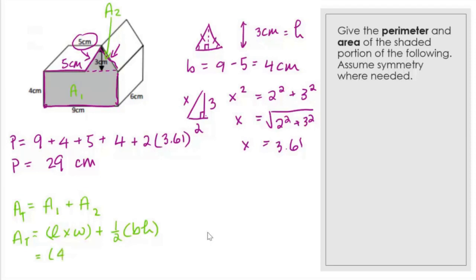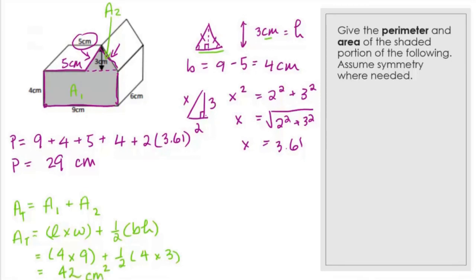Does not matter to me which one you deem the length and which one the width. Doesn't matter what order we multiply them together, so that's why it's irrelevant. And base of the triangle we said was 4 centimeters and the height 3 centimeters. So this is 4 times 3. Dropping all of that into your calculator will give you 42 centimeters squared. So the total area of the front face, the shaded face of this figure, is 42 square centimeters.